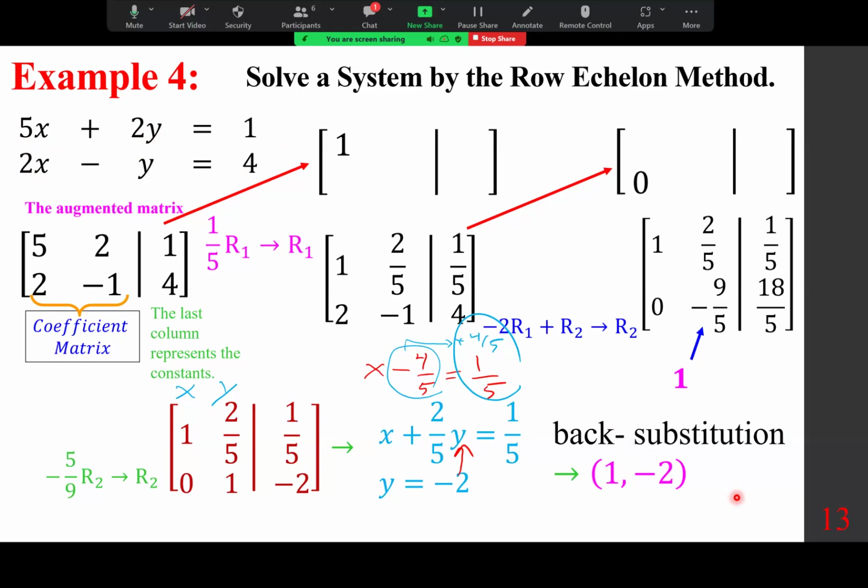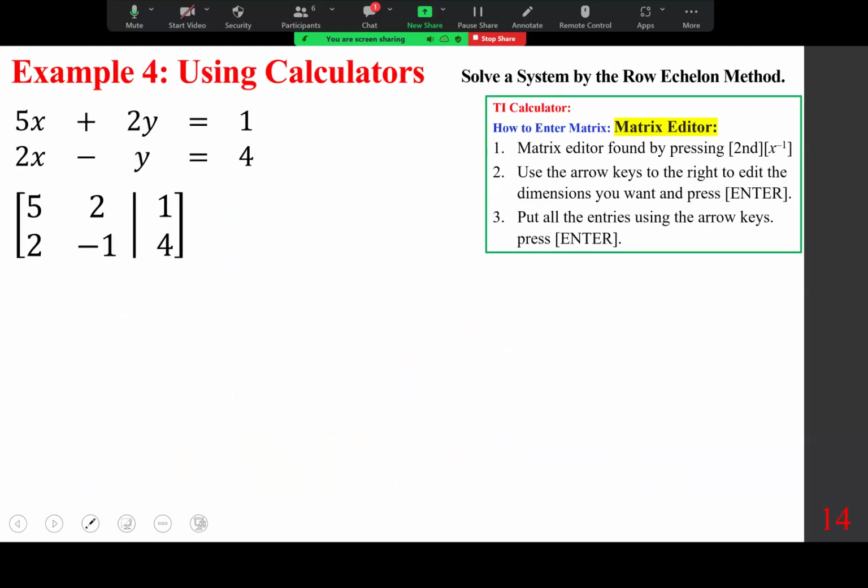Now, as I mentioned, it is very easy to use technology. So we are looking at the same question, class. This is the same question, but this time we're going to use calculators. And I have shown you already how to use the matrix editor, okay? And I'm repeating it here for you so you can use that.